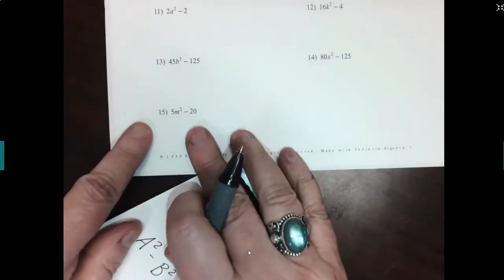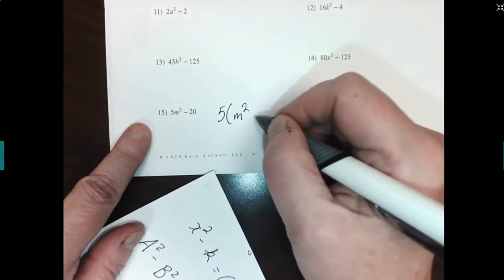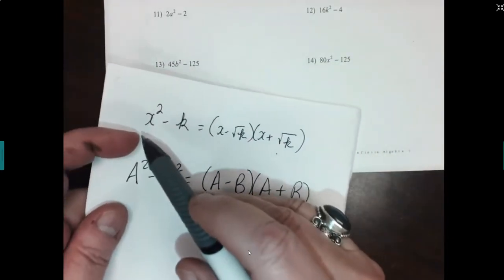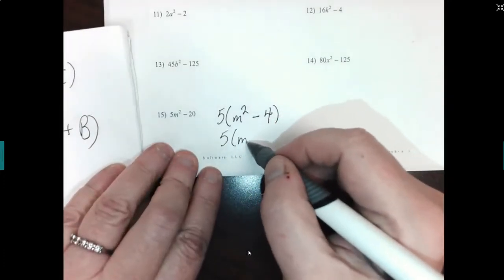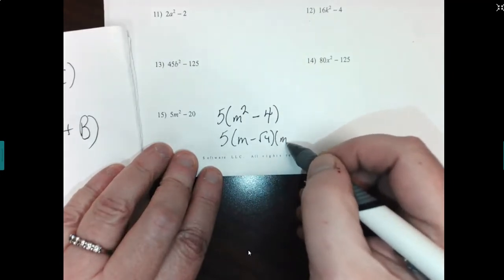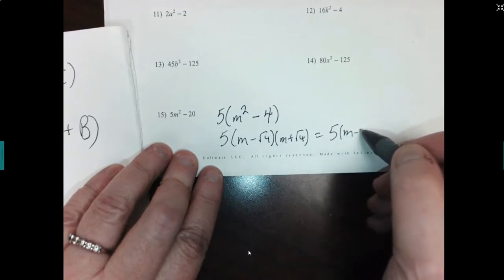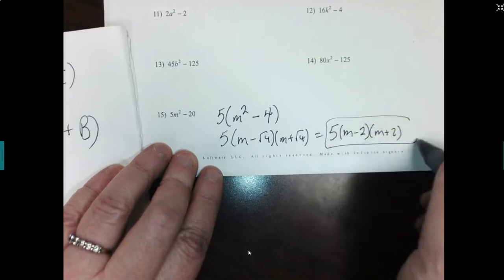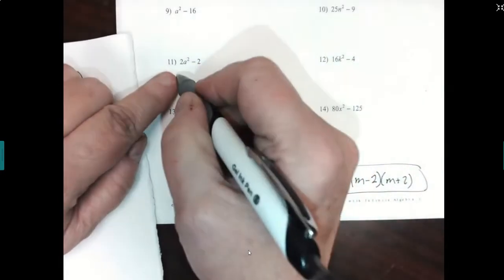Now, let's look at that. I can factor out a 5 first. And then what we have here, I can use that with the m in place of the x. After a while, when the numbers are nice, like 4 is a nice number, it's a perfect square, you can just skip that part and go straight to that. Okay, so something like that.